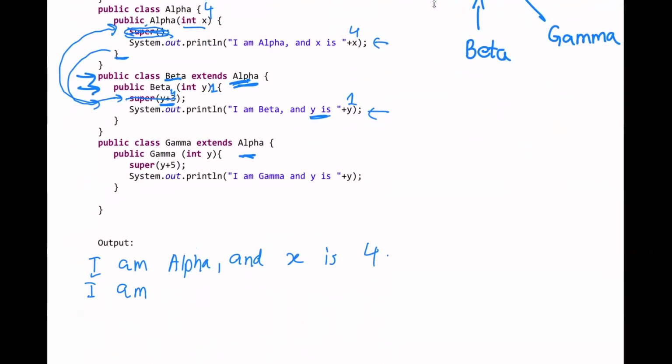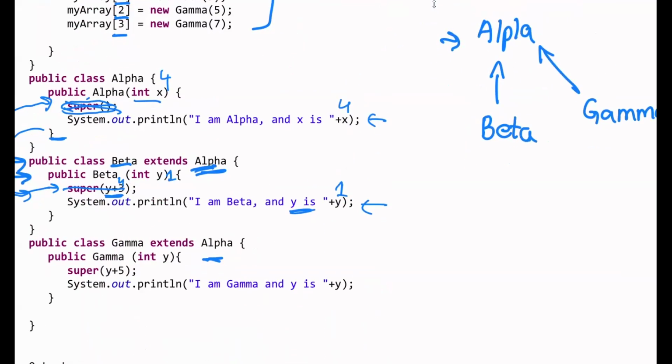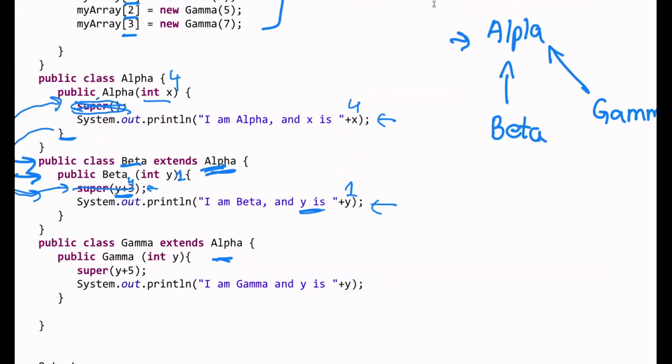So I am beta and y is 1, right? Y is not 4, all right? I just add it and pass it to the constructor. It doesn't change the y value. If you don't see something like y equals 1 plus 3, the y value doesn't change, because it just passed to the super constructor.